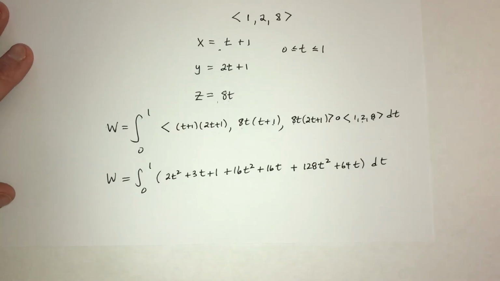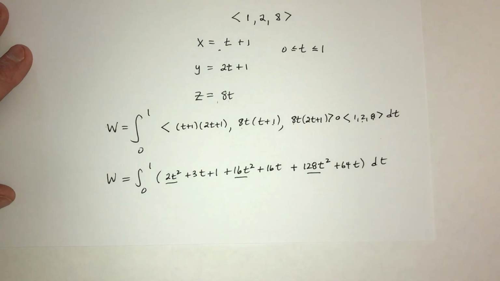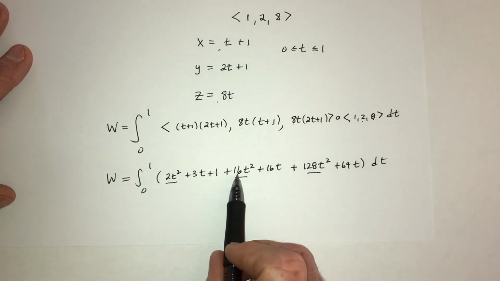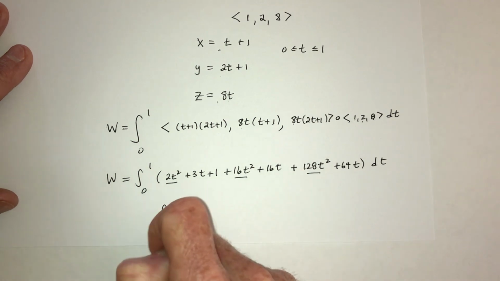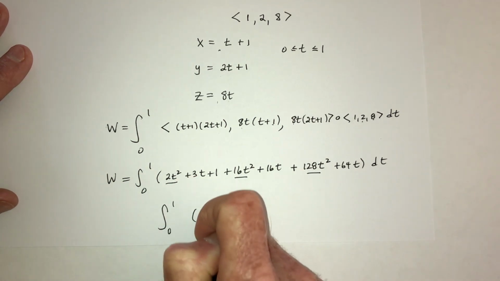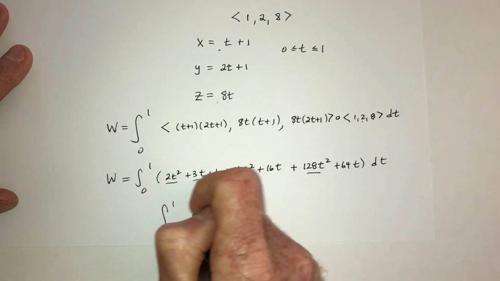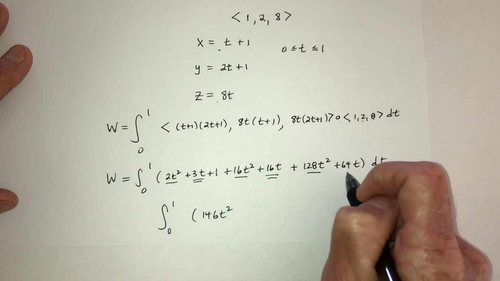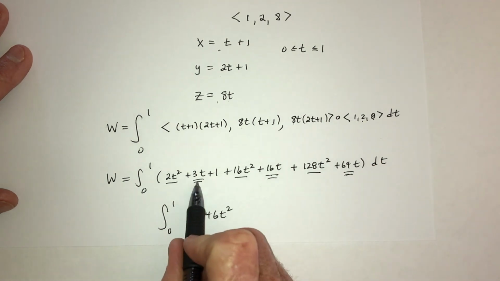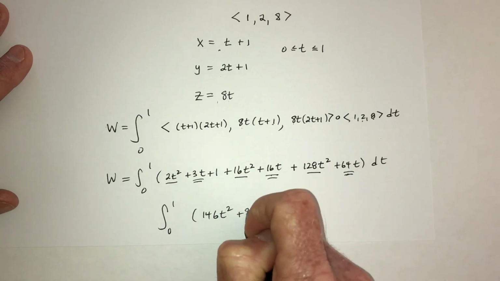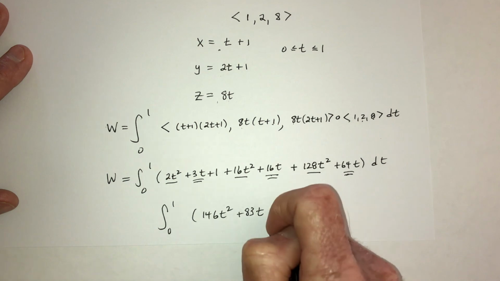And then, are there any like terms? So there's squared, squared, and squared. So that would be 146 t squared. And we have t, t, and t. So this one and this one would make 83, plus 83t. And then for the constant, there's a plus 1.